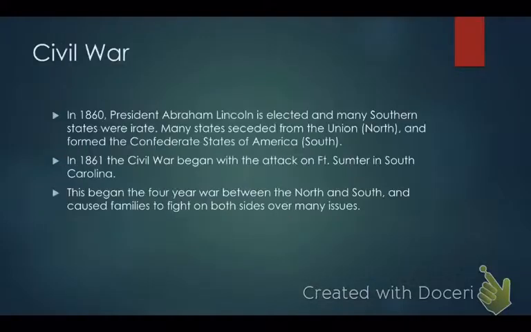quiz at the end. So the Civil War: in 1860, President Abraham Lincoln is elected and many southern states were irate. Many states seceded from the Union, or the North, and formed the Confederate States of America, or the South. In 1861, the Civil War began with the attack on Fort Sumter in South Carolina, and this began a 4-year war between the North and the South and caused families to fight on both sides over many issues, including slavery, states' rights, and those others that we looked at previously.